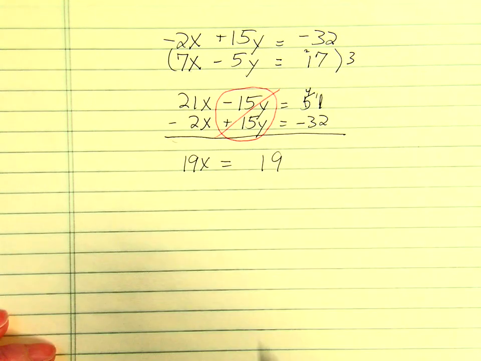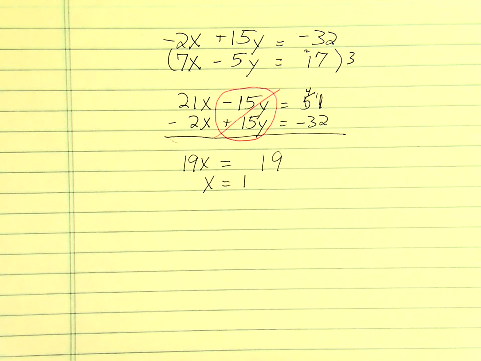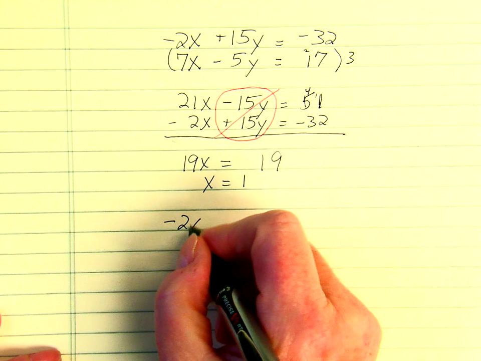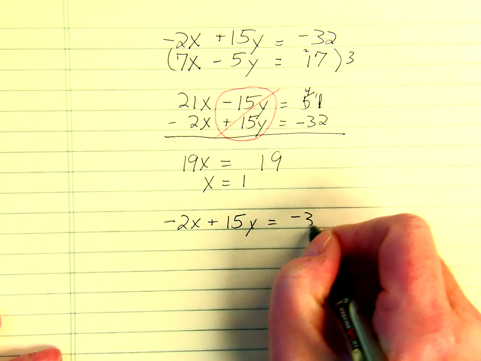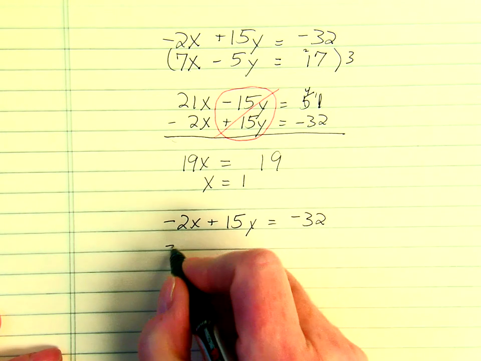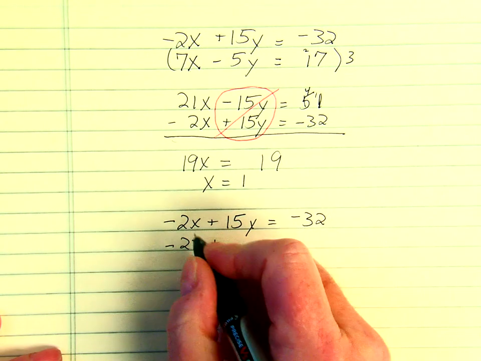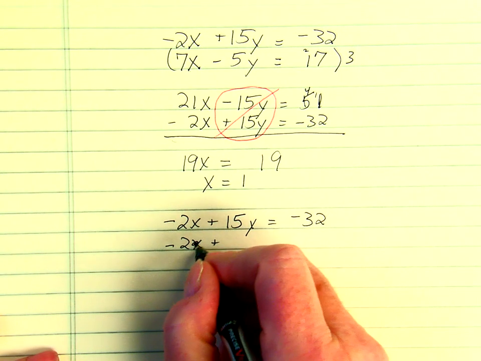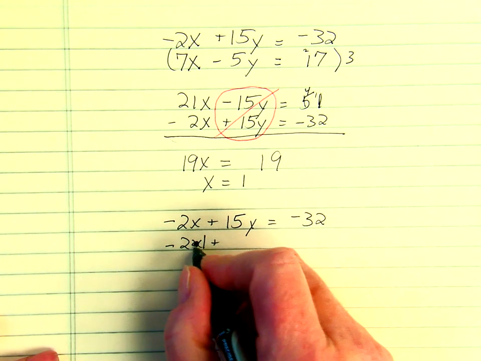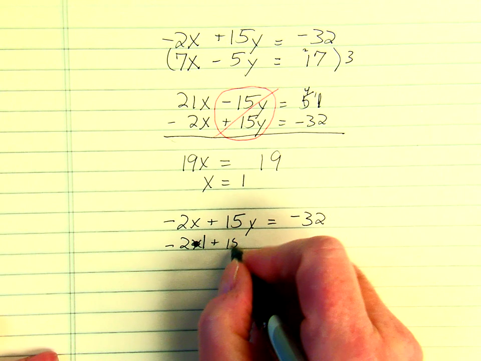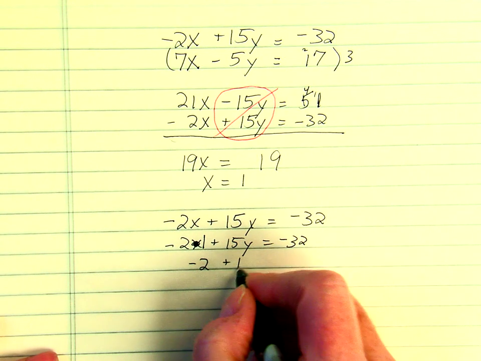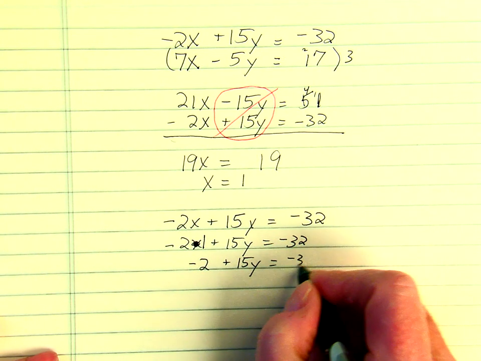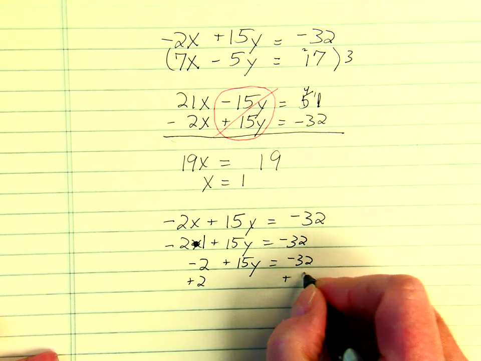So 19x equals 19, so x is equal to 1. And now I'm going to go back to the initial equation, negative 2x plus 15y equals negative 32. I was going to make that times the 1, instead of the x, so there I'm making it a dot, plus 15y equals negative 32. So this is negative 2 plus 15y equals negative 32. I'm going to add 2 to both sides.